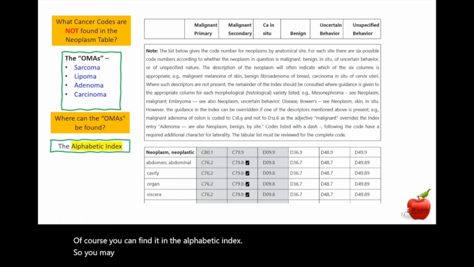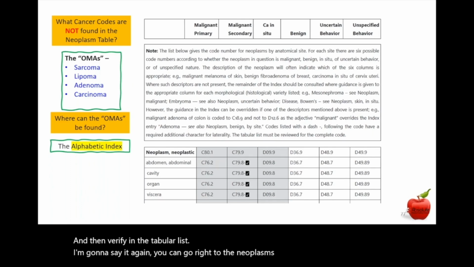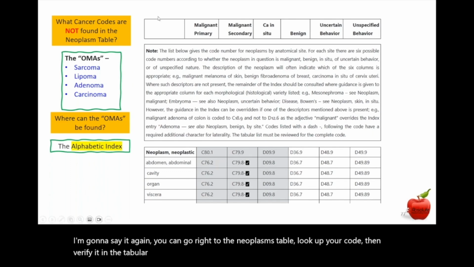So you may say, well, don't we go to the alphabetic index first anyway, right? Not for neoplasms. You can go right to the neoplasms table and then verify in the tabular list. I'm going to say it again. You can go right to the neoplasms table, look up your code, then verify it in the tabular list.